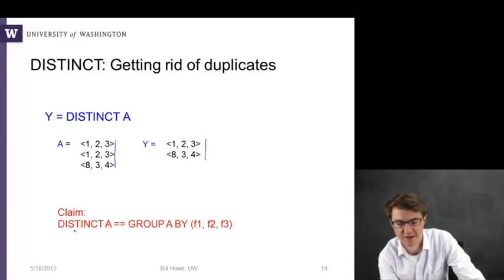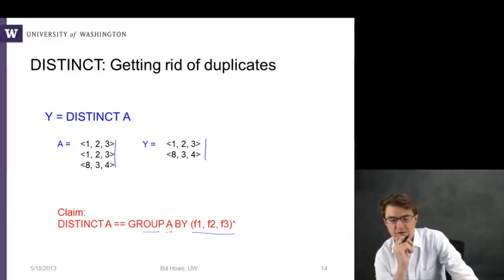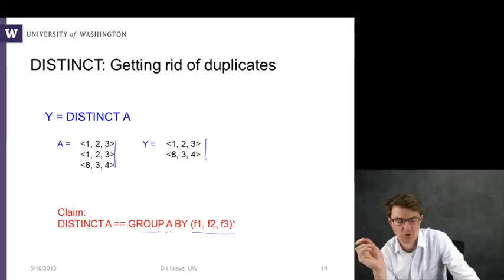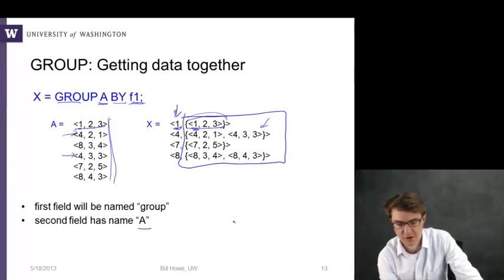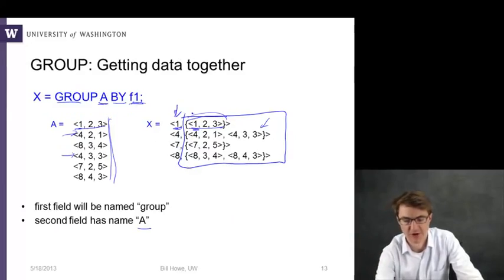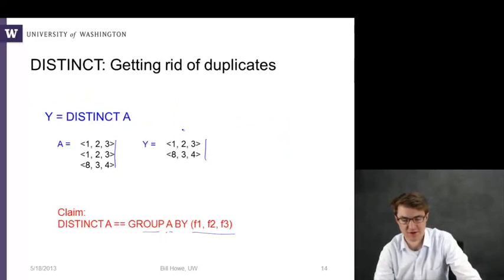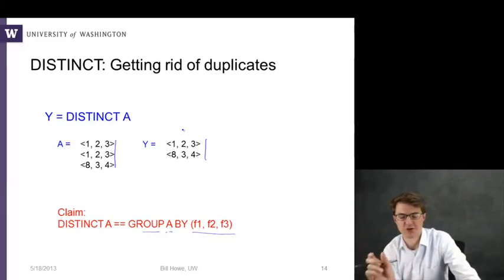I might make a claim that distinct A is equal to grouping of A by all three columns at once. So first of all, why am I making that claim? Well, remember that the group operator puts out a single tuple for every unique value of the grouping columns. So that sounds about right. And if you know SQL, this is sort of true there too, right? You can use the distinct keyword in SQL, and you can also group by all the columns, and you'll end up getting the same result.